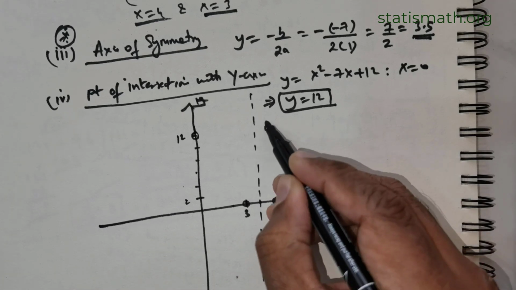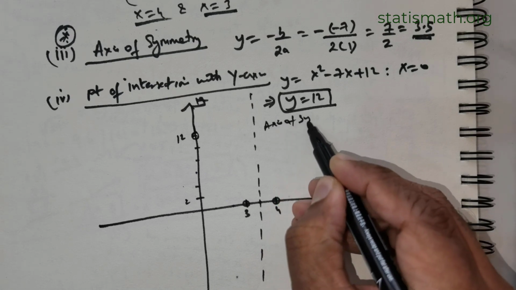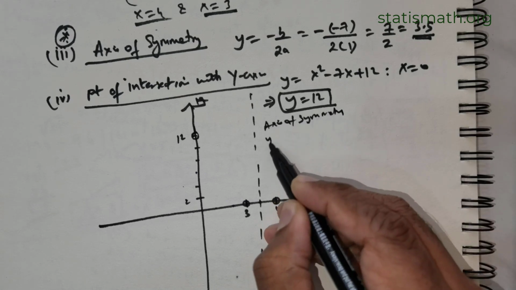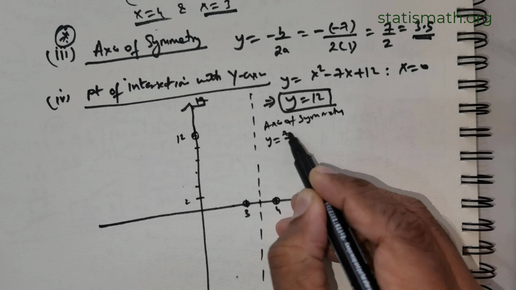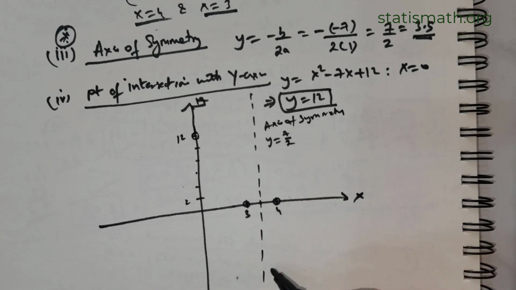So this is the axis of symmetry. And what is the equation? y is equal to 7 over 2. So that is the equation for this particular line.